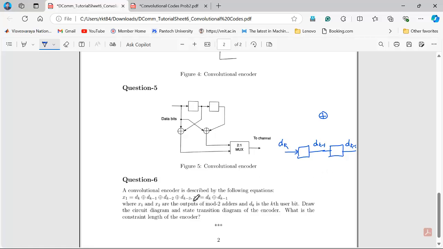We have two equations, so the other modulo 2 adder you can connect here, right? You can connect it here, here, and here. We have dk minus 1, dk minus 2, dk minus 3. You have to connect one more flip-flop also, and that's the output you will connect. In the same way you can draw the circuit. Okay, so I think now you can solve all these questions, right?